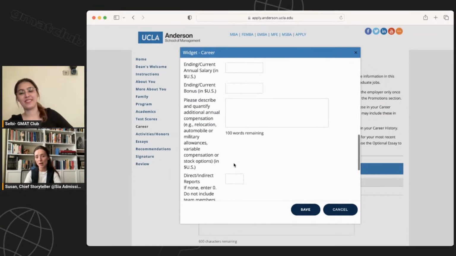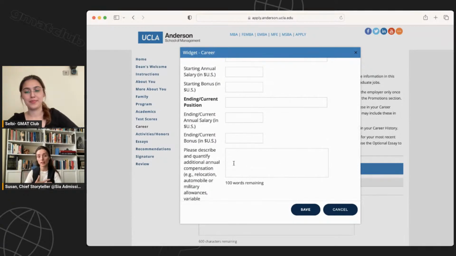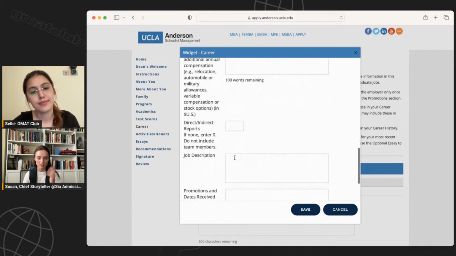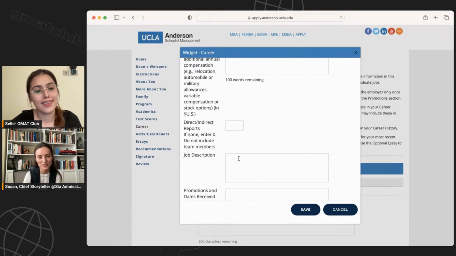But sometimes applicants are coming from developing countries where their salaries are very, very different from U.S. applicants. And just know that that's okay. If that's your situation, for the audience, that's totally okay. Just include what your salaries and bonuses are, even if they don't match the U.S. counterparts.